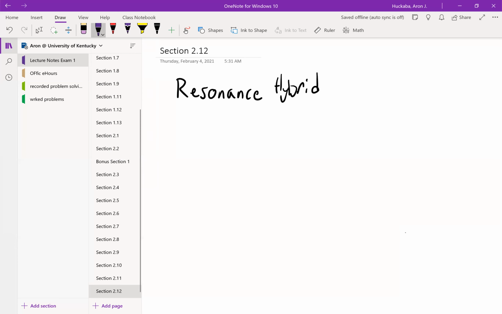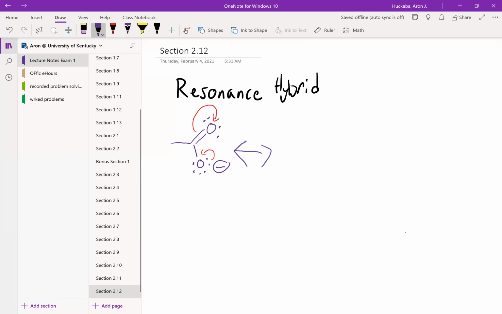So if you remember, we talked about how in some molecules, like this carboxylic acid, or carboxyl anion, let's say, gives us an idea of what the functional group is, but doesn't necessarily tell us about how the molecule actually acts, because it can't account for resonance. And resonance here happens very easily.